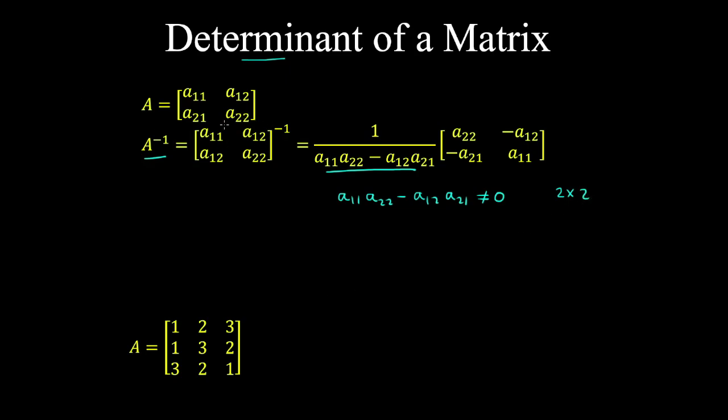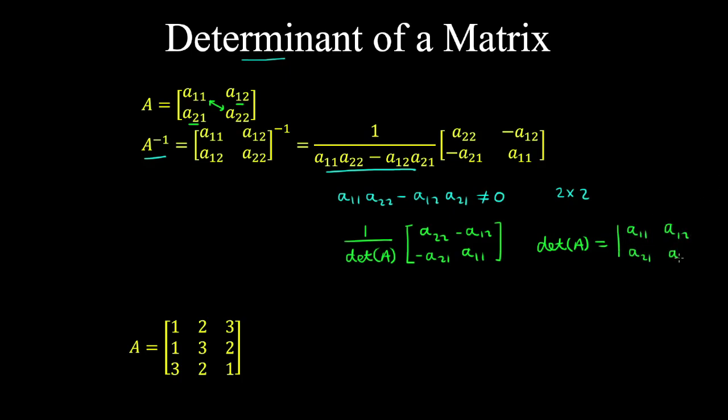So therefore we can write the inverse of this matrix as 1 over the determinant of the matrix, multiplied by this matrix where we flip these two entries and then we negate these two entries, where the determinant of the matrix A is a scalar and can be written as follows. Now the determinant of a 1 by 1 matrix, which is a matrix with one entry, is equal to that entry.